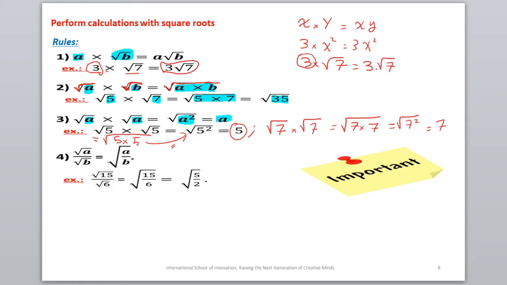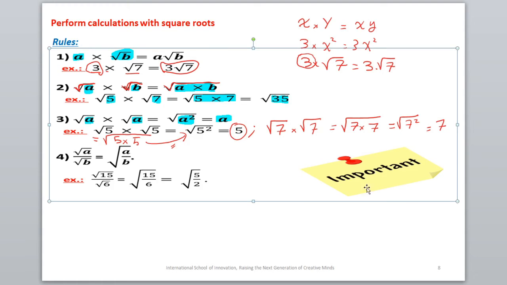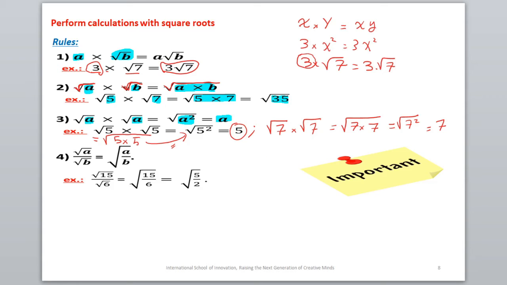Okay, let's take another example. Radical 13 multiplied by radical 13. So directly you will say that it's 13. So it's radical 13 squared, so it's equal to 13. Radical 15 times radical 15 is equal to 15. Directly you may write it 15. Okay.